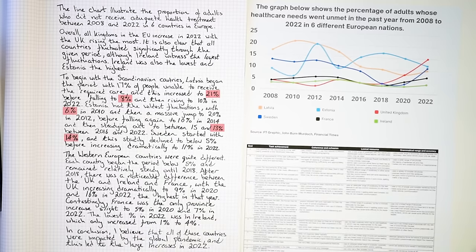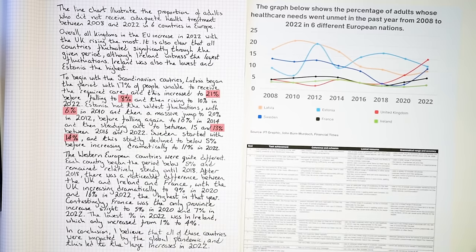You should only use cohesive devices when it's appropriate to do so, and you should only use the simple ones that you know how to use, you know how to spell, you know the meaning of. So for example, this one, contrastingly. So the student here is trying to use a very long, complex word because they think that will boost their score. But what actually happens is they've spelt it incorrectly, and it would be much easier just to write in contrast, for example. That's simpler, easier to remember. And if they did that, everything would be fine.